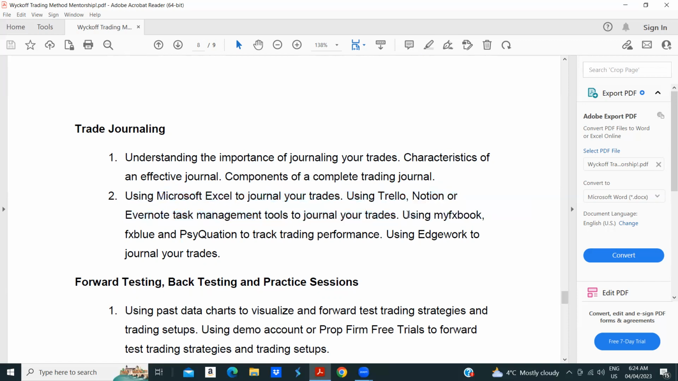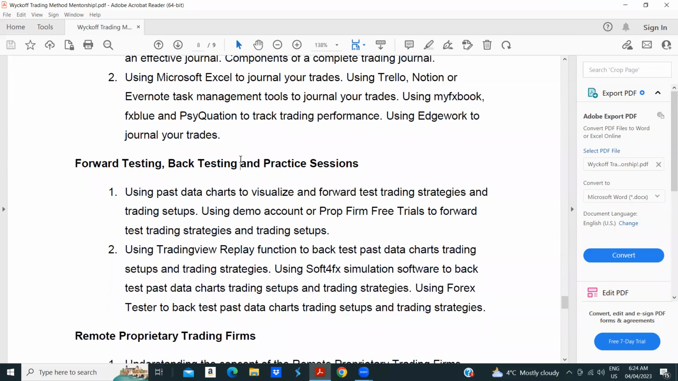We will also learn how to deploy or employ MyFXBook, FX Blue, and Psychoation to track trading performance. And at last, we will learn how to use the Edgewonk application and software to journal trades. The next step after trade journaling is forward testing, back testing, and practice sessions. We will use past data charts to visualize and forward test the trading strategies and trading setups which we have learned so far.